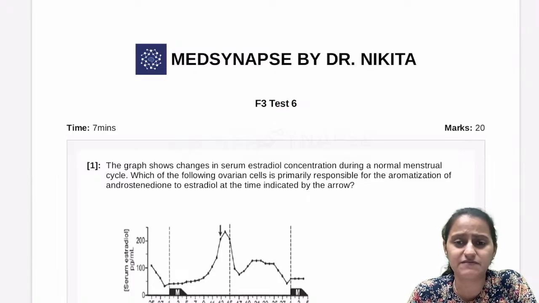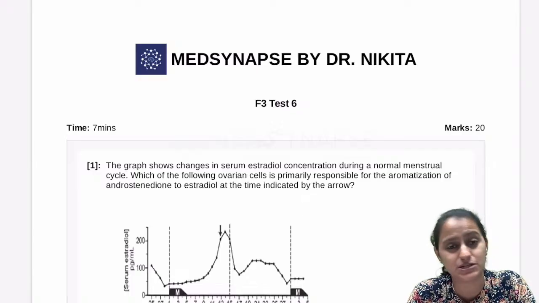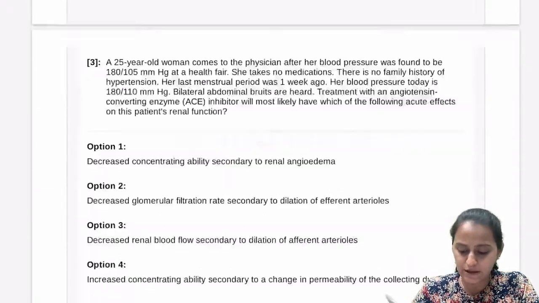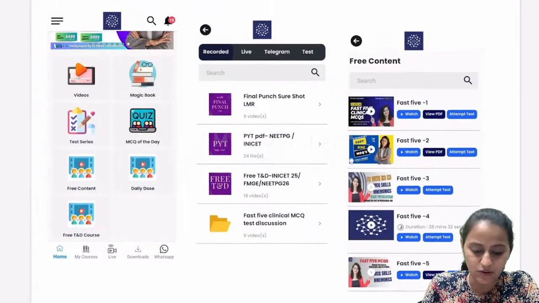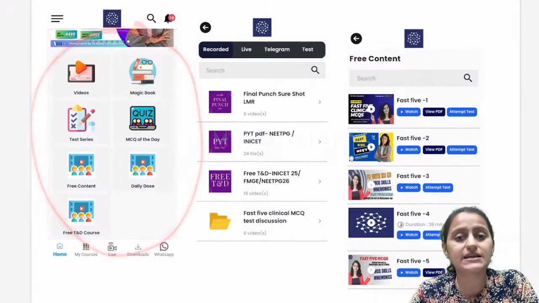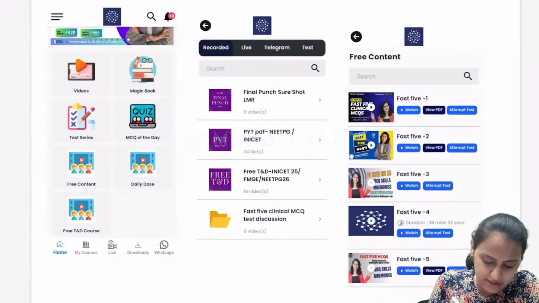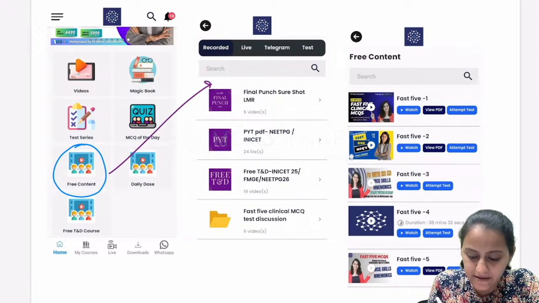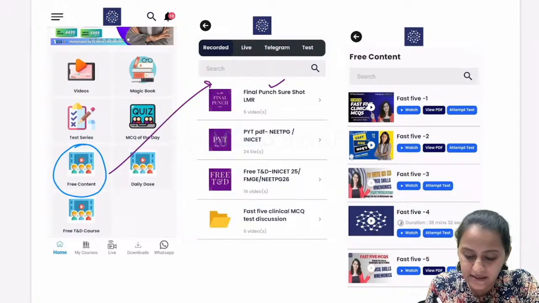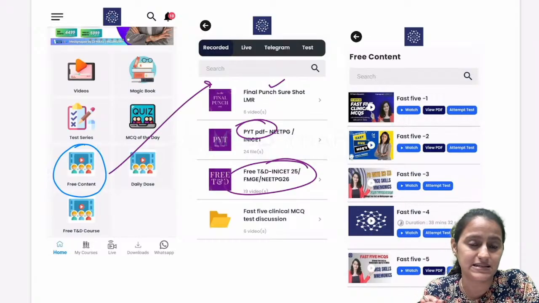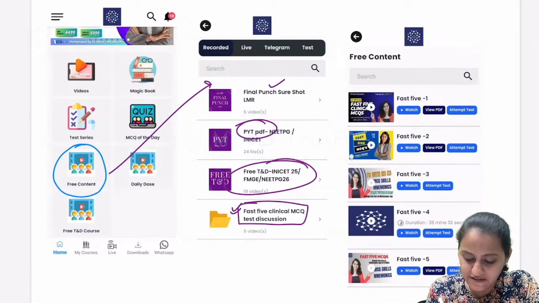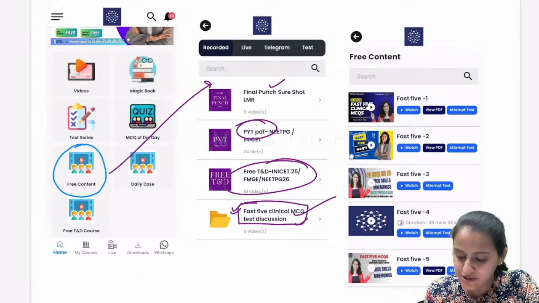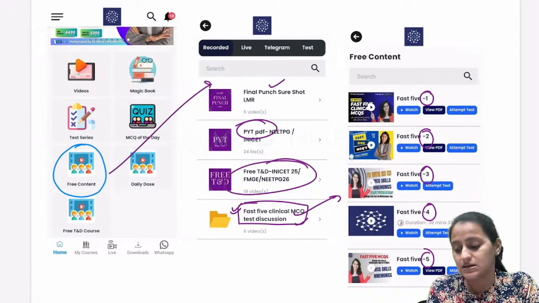There are previous 5 tests that are available in the Medsynapse app by Dr. Nikita, which is free for all. Let me quickly tell you how you can access those tests on the app. Once you go to the Medsynapse app by Dr. Nikita, on the home page, you would see this free content tile. In the free content, you have the final punch short LMR, PYT, previous year topics PDF available for free. There's a free all subjects TND course also available, and you have this Fast 5 clinical MCQ test discussion. Once you go there, you will see test 1, test 2, test 3, test 4, test 5 and test 6, which is going to be uploaded.